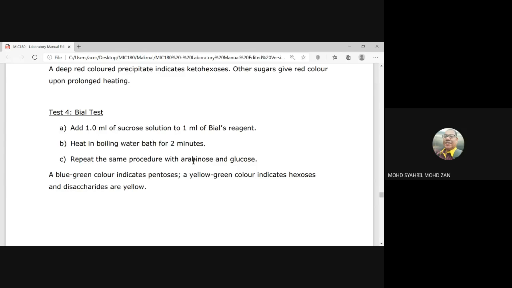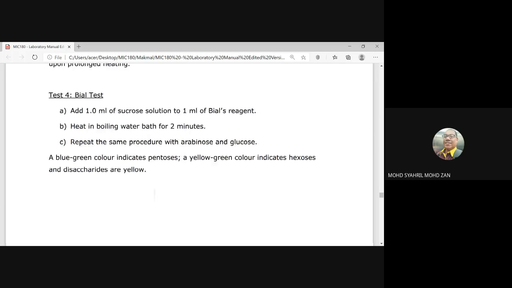So indicate the qualitative test result. If you get a blue-green color, it shows that you have a pentose. If it's yellow-green, it indicates hexose, a 6 carbon ring, while pentose is a 5 carbon ring. And if it's yellow, it only shows you a disaccharide. So these are all examples of the positive results, the expected results from the experiment.